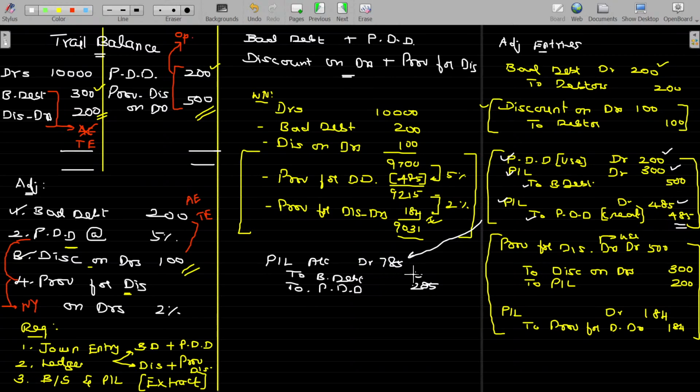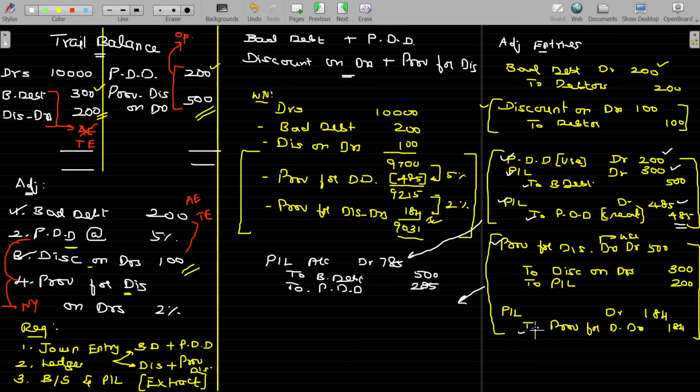Okay, the value being found. Now verify whether it's matching or not. So debit is matching the credit. Same way for the provisions also, we can combine these two. If I combine, what could be the journal entry here? Provision for discount on debtors debit, provision for discount on debtors credit.